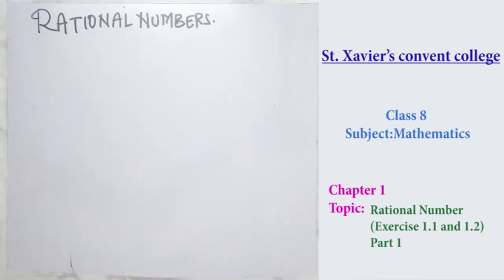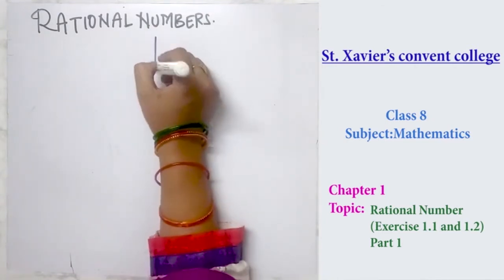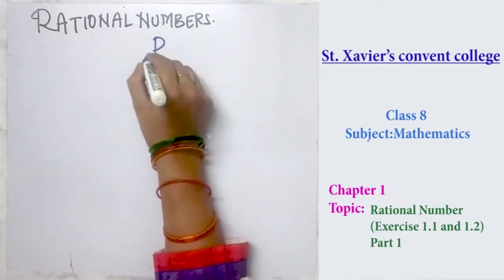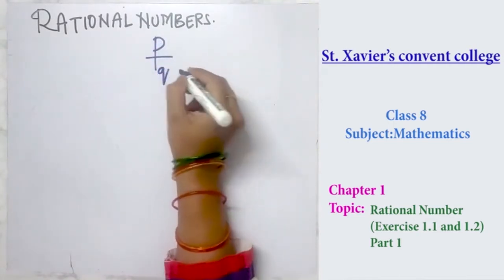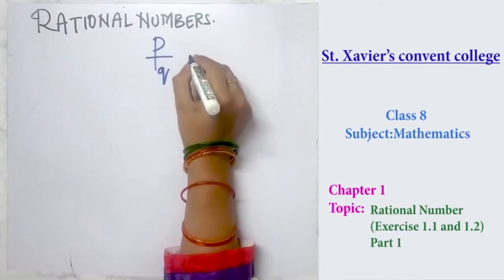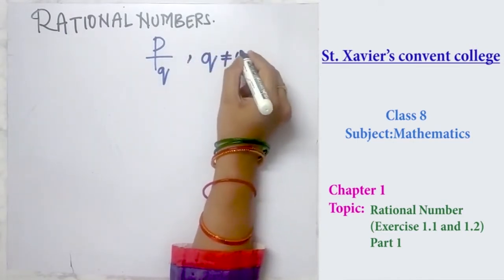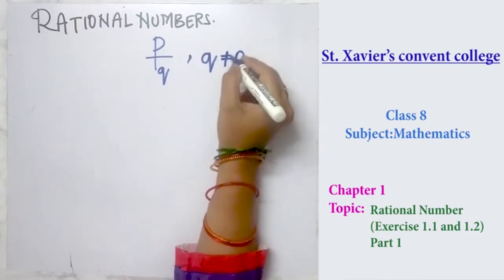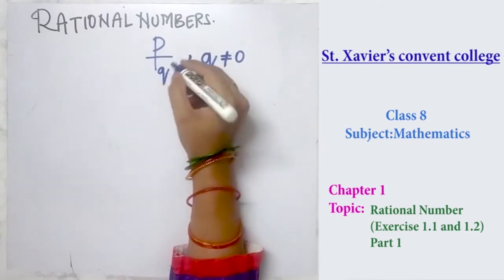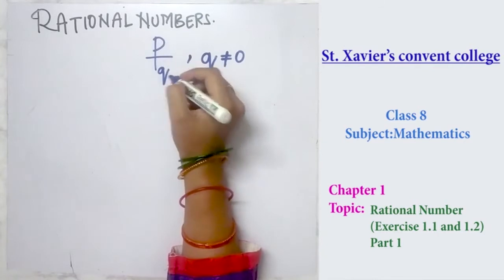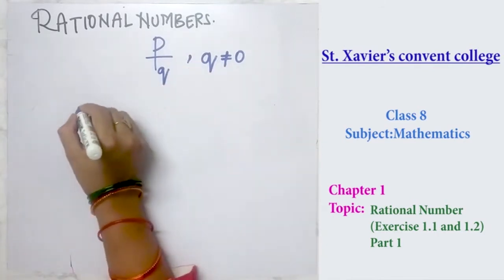Rational numbers are those numbers which can be written in the form of P upon Q, such that Q should not equal 0. आपका Q की वैल्यू कभी भी यहाँ पे 0 नहीं होनी चाहिए. तो ये आपके क्या कहेंगे, P upon Q is a rational number.